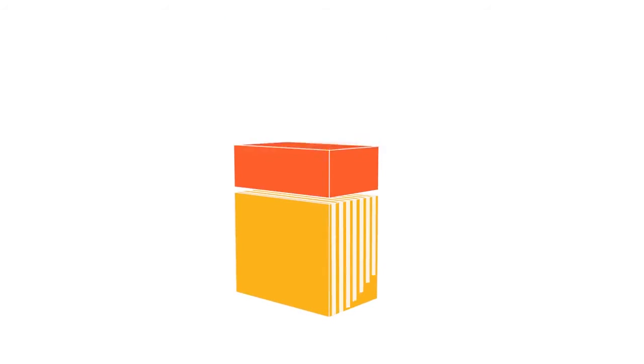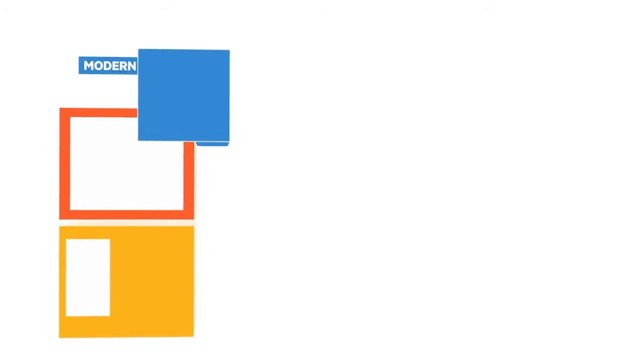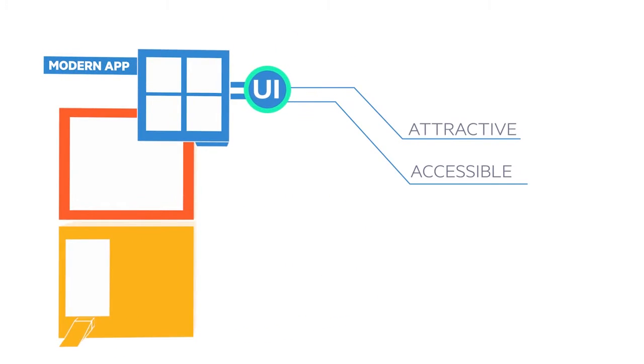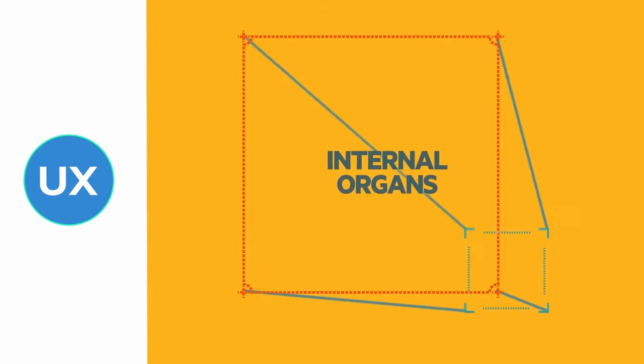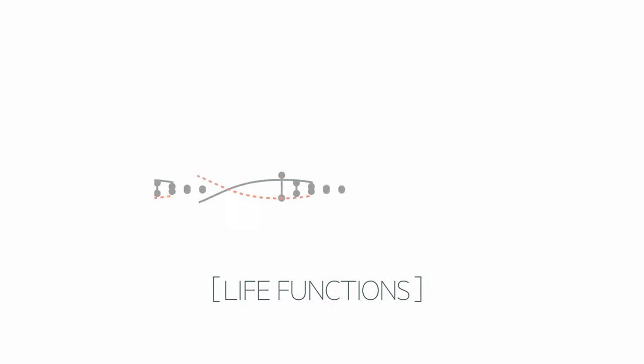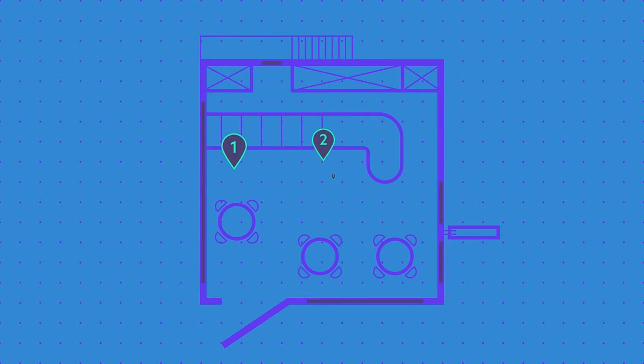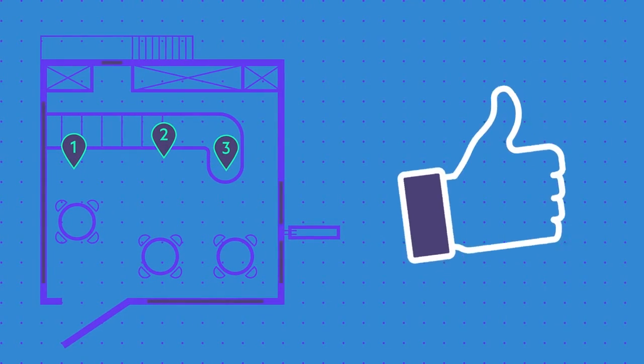UI is the appearance of an application, its visual look. Good UI is attractive and accessible. UX is all about the internal organs. It supports the life functions of design. It makes an application easy to use and gives users positive feelings when they interact with it.